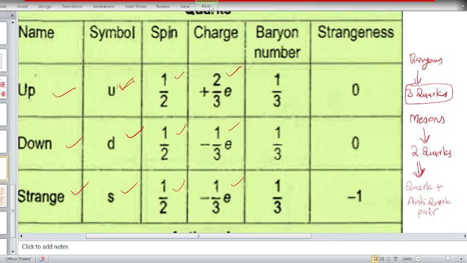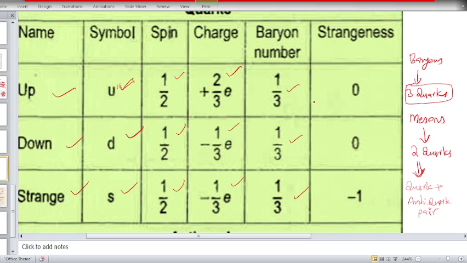Okay. I will explain that later. So these are the values of charges, spin, etc. corresponding to each quark: up, down, and strange. And then you have baryon number 1 by 3, 1 by 3, 1 by 3. So when you have three of these quarks, your baryon number will become 1. Okay, 1 by 3 plus 1 by 3 plus 1 by 3 will make 1.